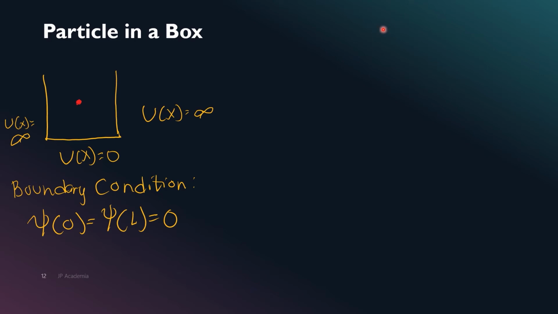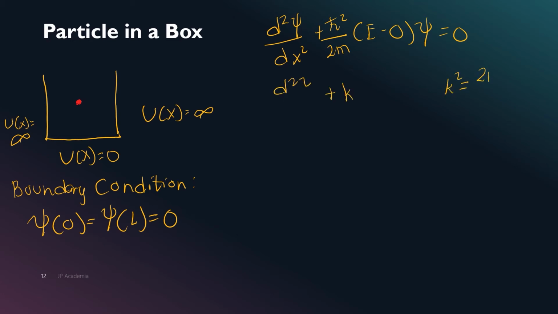Thus, no particle is present outside this well. We will define the boundary conditions as shown. At x equal to 0 and at x equal to L, our wave function is equal to 0. Thus, the Schrodinger equation will have this form as shown here, where k squared is equal to 2mE over h bar squared.